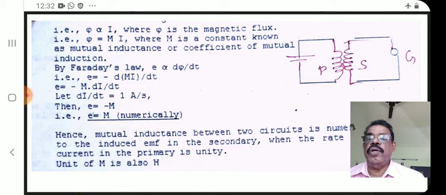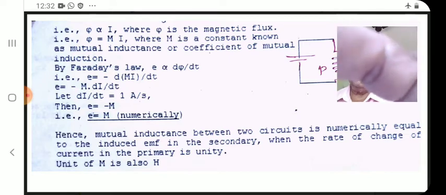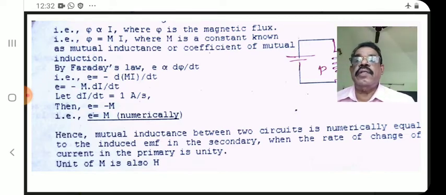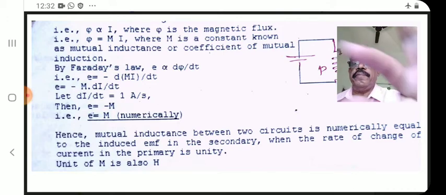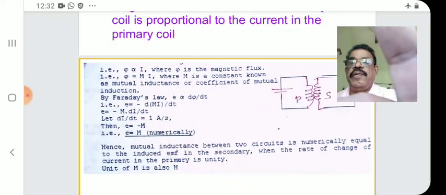So remember, coefficient of mutual induction or mutual inductance between two circuits is numerically equal to the induced EMF in the secondary when the rate of change of current in the primary is unity. Unit of M is also Henry. Remember, unit of L is Henry, unit of M is also Henry. H is the symbol.